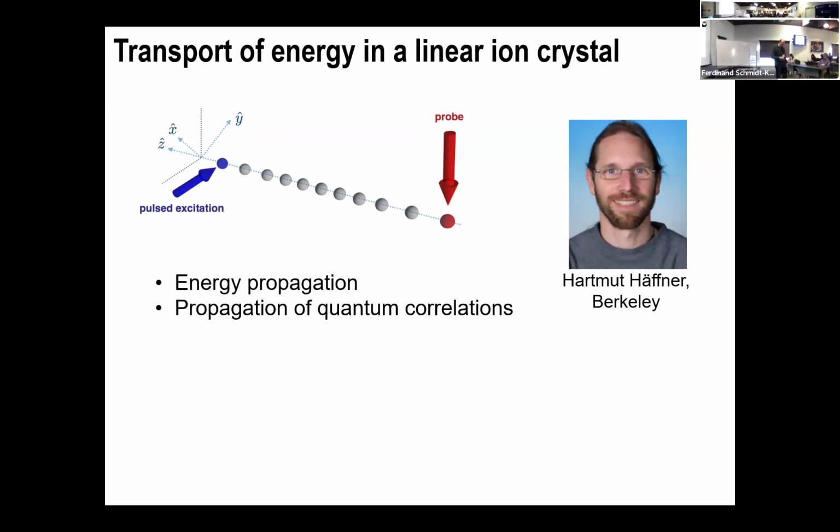Okay, good. So that is Hartmut from Berkeley, and the first thing he did was energy transfer through an ion crystal. So what happens if you transfer energy through an ion crystal? You can excite this ion with a blue sideband. That means you put a phonon into this ion, but it is coupled to all these other ions. It is a common mode of vibration. You cannot just think of this as an individual oscillation. You can decompose this oscillation into all the eigenmodes of the whole system.